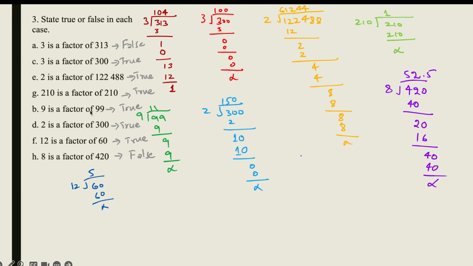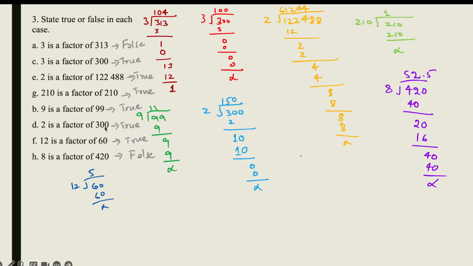Is 9 a factor of 99? So we again do the division. 9 into 9 is equal to 9. 9 minus 9 is equal to 0. Then we bring down the second 9. Then 9 into 9 is equal to 9. And you can see that there is no remainder. So 9 is a factor of 99.